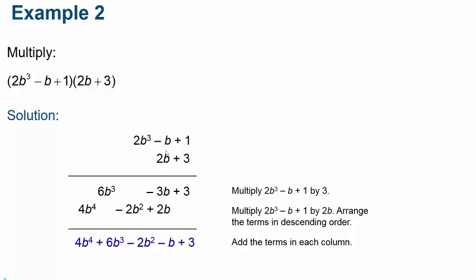2b times minus b gets me minus 2b. And then 2b times 2b cubed, well, that ends up getting me 4b to the 4th power. Now all you're going to do is add down. So the 4b to the 4th power comes down, the 6b cubed comes down, the minus 2b squared comes down. We see that minus 3b plus 2b gets me minus b, and then finally this 3 comes down. So we're good there.